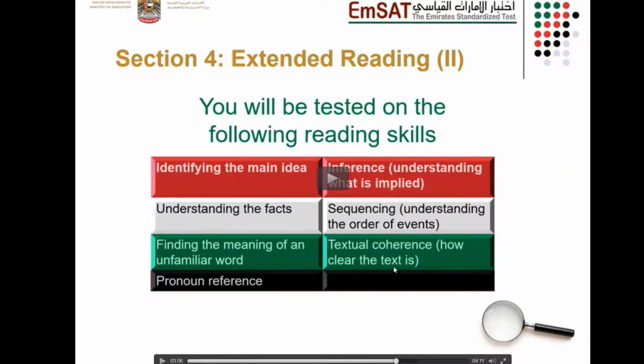It's called pronoun reference. Text coherence: how clear is the text? And consequence means the order of events. Sometimes we say which event comes before the other. Put the events in order according to the text. تضع الأحداث اللي تمت في النص حسب ترتيب ورودها في النص. This is called sequencing. Okay, Muhammad?